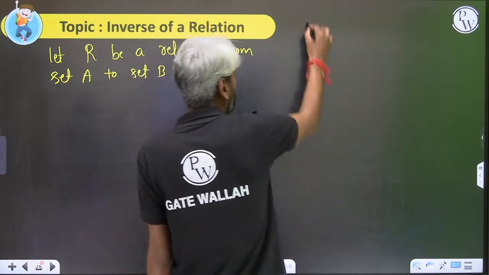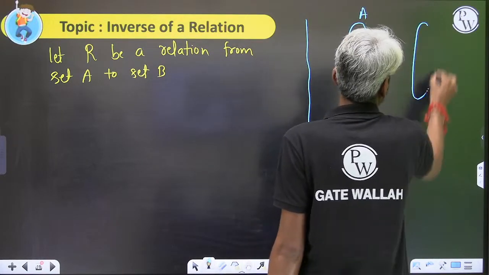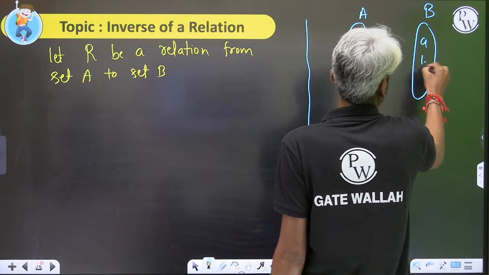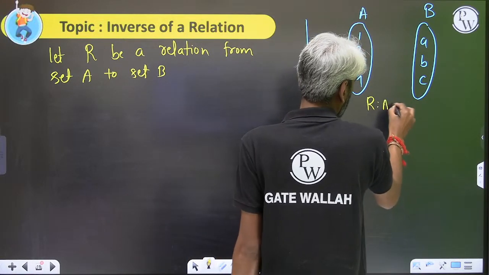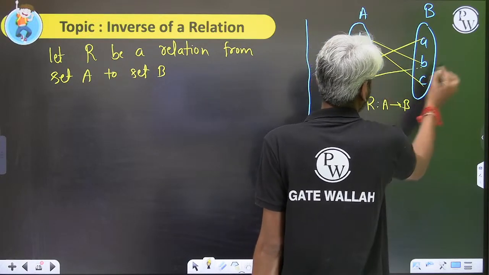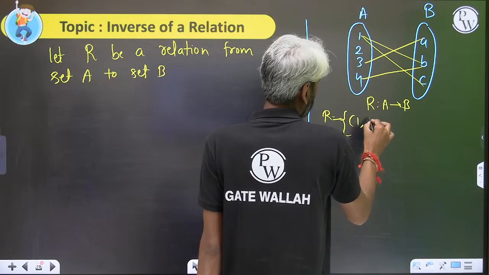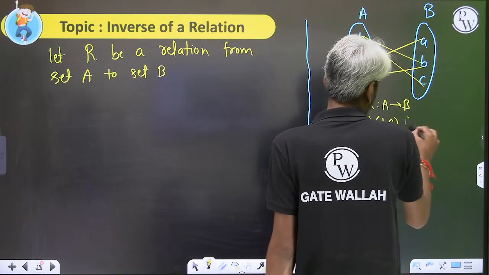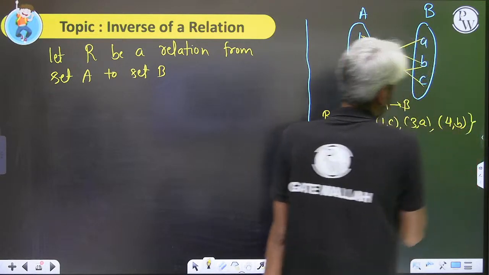First of all, let us have a visual understanding of relation. So this is my set A, my set B. Let's assume I have elements 1, 2, 3, 4, and then I have elements A, B, C. Let's assume that the relation R from A to B is defined such that 1 is related to B, 1 is related to C, 3 is related to A, and 4 is related to B. So what will be R? R will be nothing but {(1, B), (1, C), (3, A), (4, B)}. So this is my relation R.